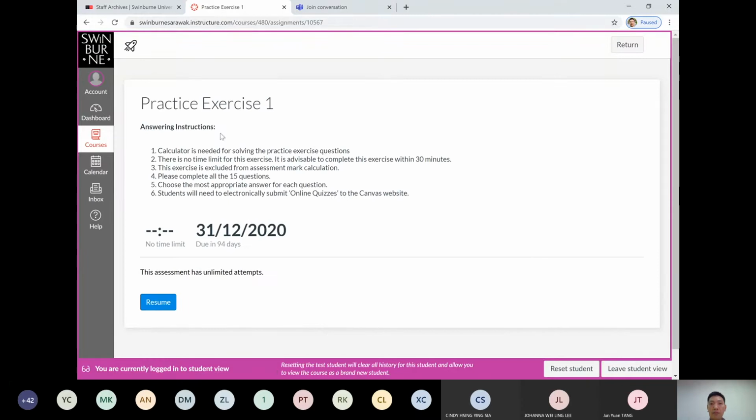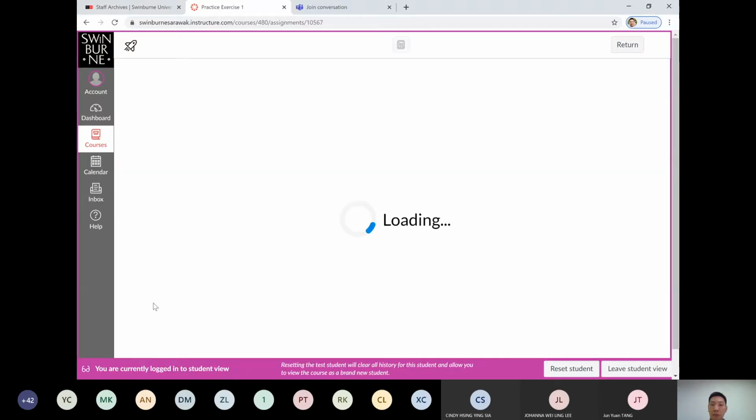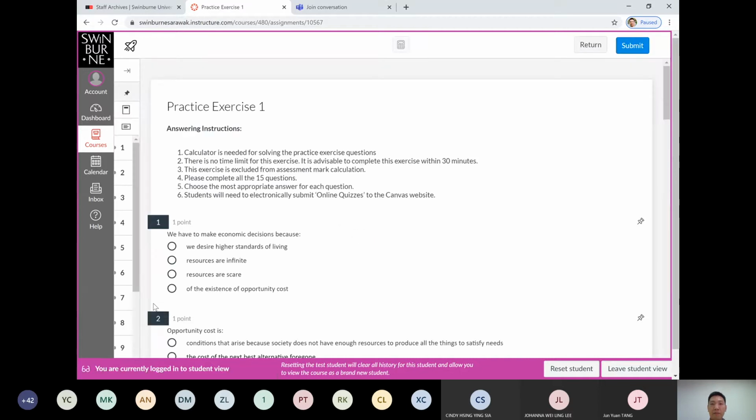At first you can try to read the instructions. The instructions for the online quiz 1 are also the same. You can try to read through first. After you have read through, you just click on the resume button in order to start to attempt the quiz, the practice exercise 1. For the quiz it's also the same.